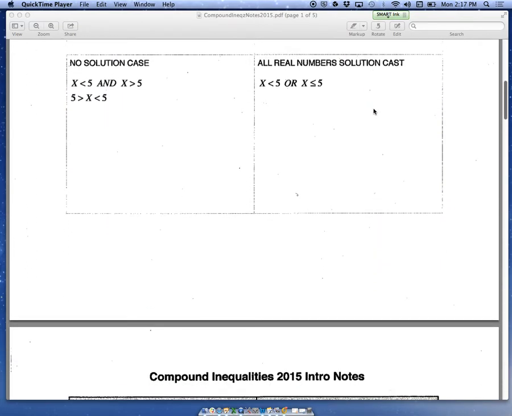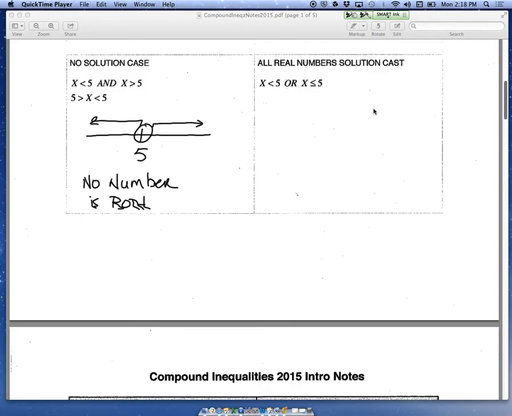And looking at the special case, the no solution case, just think about this. I have x is less than 5 and x is greater than 5. If I try to write this as a single expression, it doesn't make any sense. And if I plot 5 on a number line, and I'm expressing the fact that x is less than 5 and x is greater than 5 but does not include 5, there is no number that fits this description. So there is no number to satisfy this. So this is a no solution. No number is both greater than and less than 5.